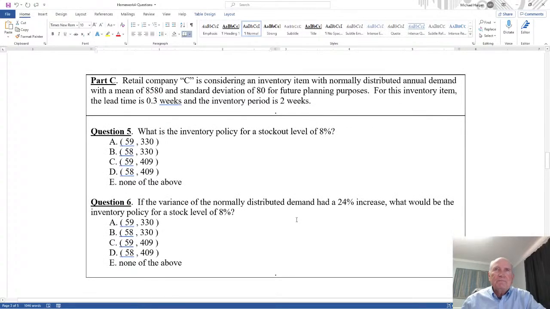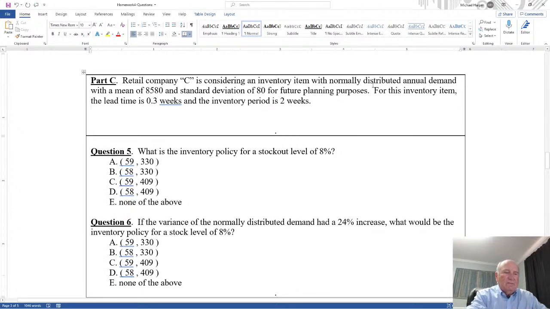Part C here. Now I move to normally distributed annual demand with a standard deviation. So now I'm moving to a stochastic demand. In the stochastic demand, we have our mean and standard deviation, but this is the annual. So this is the mean per year and the standard deviation per year for this inventory item. So we still have the lead time.